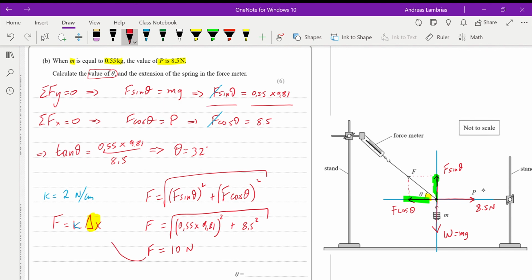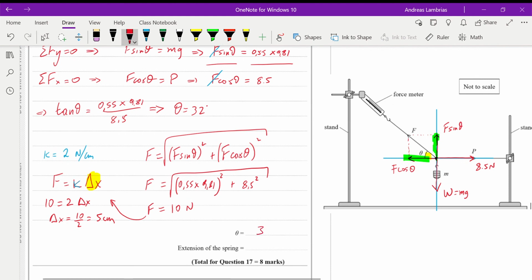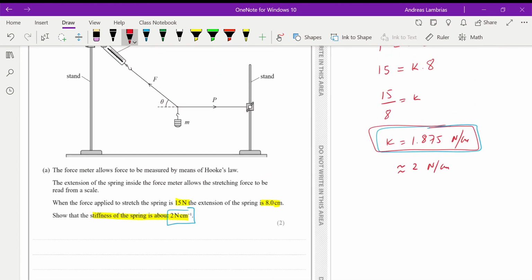And then I'm going back to Hooke's law, where 10 equals 2 times delta x, the extension. Therefore, delta x equals 10 divided by 2, therefore 5. I have used centimeters as my unit for length, therefore the extension will be 5 centimeters. So 32 degrees for theta, 5 centimeters for extension. Remember, if you use the calculated value, you're going to get a slightly different answer.